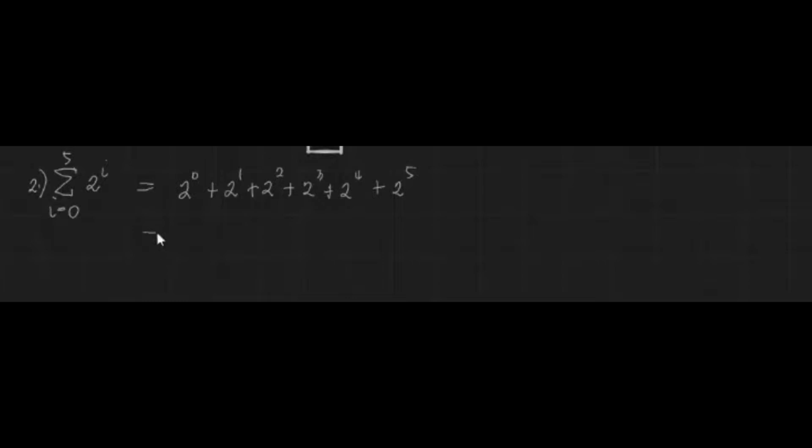What is 2 raised to 0? 1 po. 1. 2 raised to 1 is 2. 2 raised to 2 is 4. 2 raised to 3 is 2 times 4, 8. 2 raised to 4 is 16. And 2 raised to 5 is 32. 32 is correct. And 1 plus 2 plus 4 plus 8 plus 16 plus 32. Ilan? 63. 63 is correct. Okay, that's it.